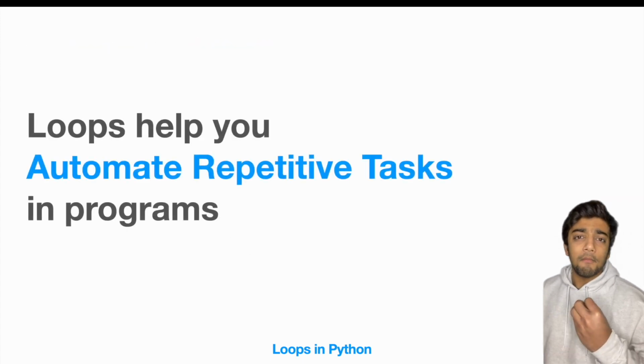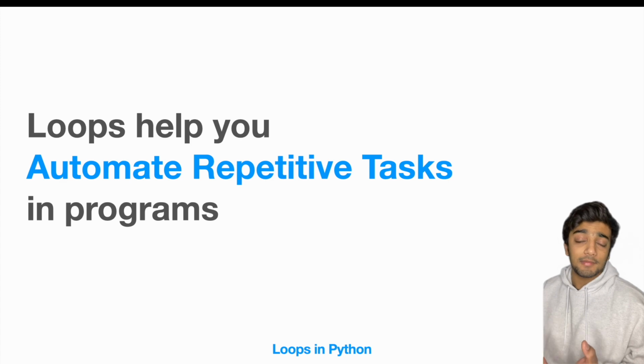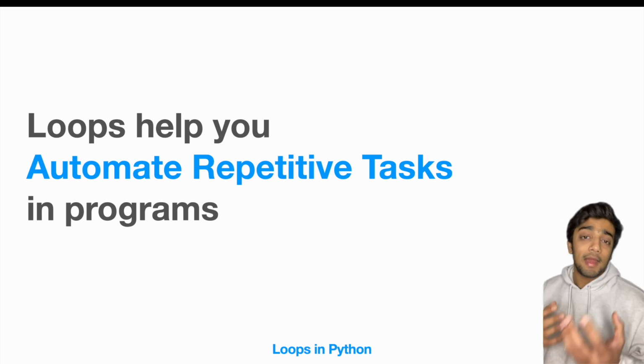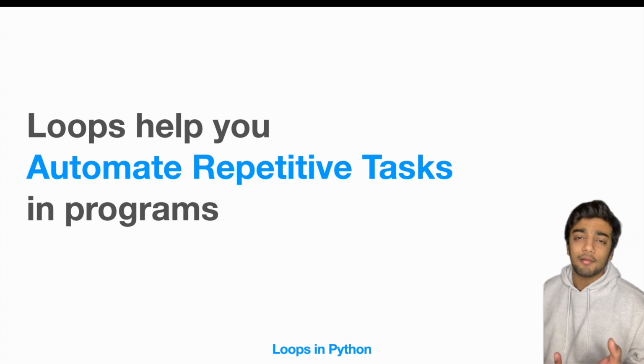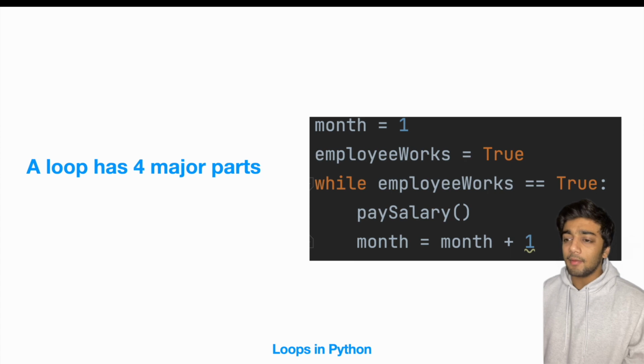Let's take a more important example. And as I said at the beginning of this lesson, loops help you automate repetitive tasks in programs. So just as you saw, the pay salary function was something that used to be repeated every single month. So you don't really need to manually do it every month. Instead, what you could do is just automate it using a loop. Now, talking about that example that we spoke about.